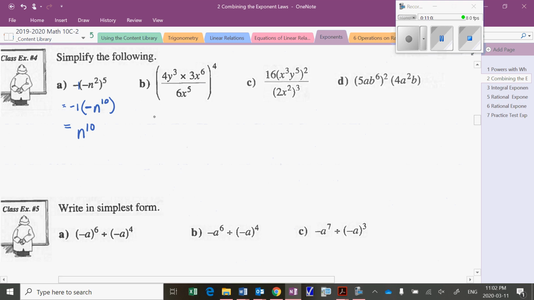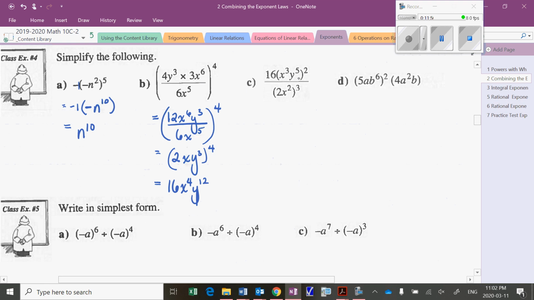So if we take a look at the numerator, we've got 4 times 3, so 12x to the 6y cubed, and that's all being divided by 6x to the 5th. I'm just going to keep that exponent 4 there so that my notation is equal to the line above, and I don't have to remember that exponent 4. It's still there. Now 12 over 6 is simply 2. x to the 6 divided by x to the 5 is just x, y cubed. So we're actually looking at 2xy cubed all to the 4th, and that's a whole lot easier. So 2 to the 4th is simply 16, and then x to the 4th and y to the 12th.